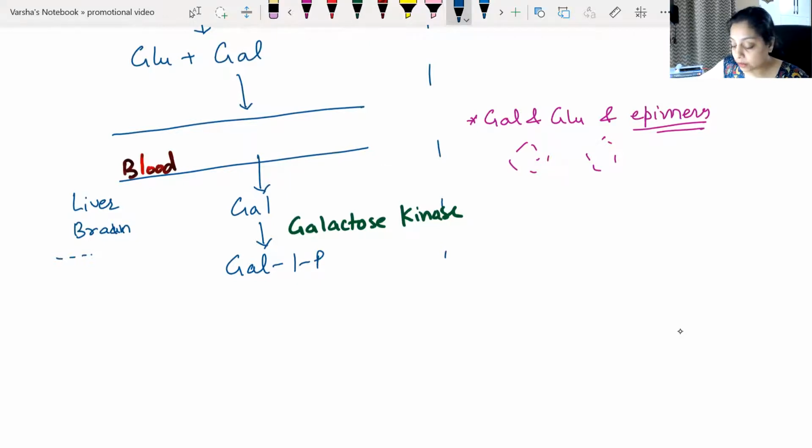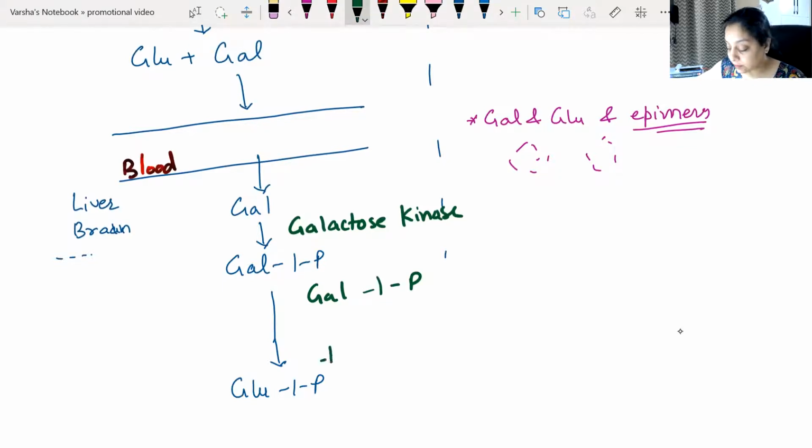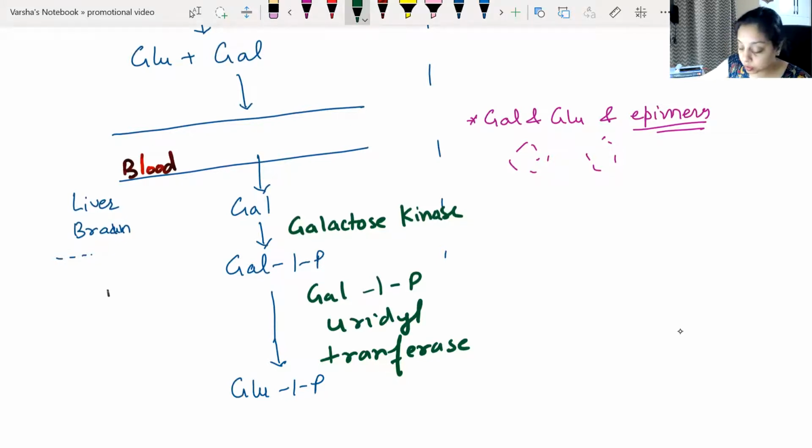Okay. So galactose 1-phosphate is there. Now this galactose 1-phosphate is converted into glucose 1-phosphate, and the enzyme is a very, very special enzyme, named after the substrate galactose 1-phosphate. What kind of enzyme is it? This is a transferase enzyme. A transfer is going on. Transfer of what? With the help of uridyl. Uridyl is what? UDP, right?